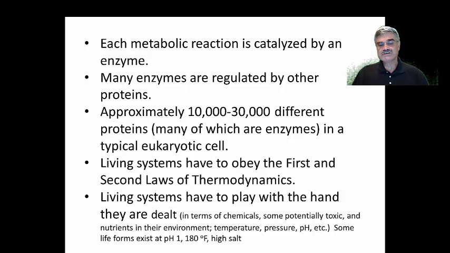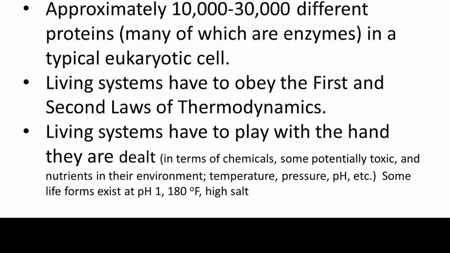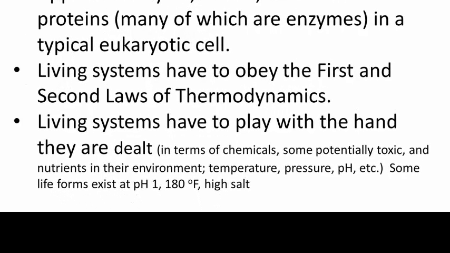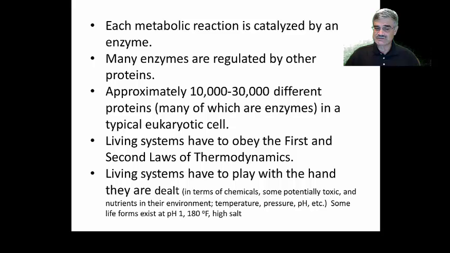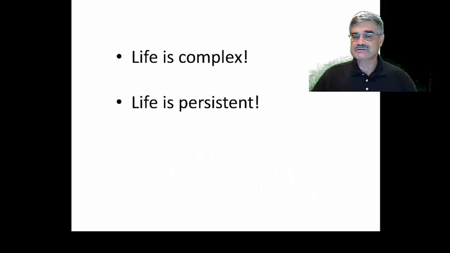Also, living cells have to deal with the hand that they're dealt. Now, what I mean by this is that living cells and multicellular organisms have to deal with their chemical environment, which could potentially include toxic chemicals, or a deficiency of nutrients, or extreme temperatures or pressures or pH. Some life forms can exist under conditions as extreme as pH 1, very acidic, or 180 degrees Fahrenheit, or very high salt concentrations, or very, very high pressures. Life can exist in all of these extreme conditions due to some type of adaptation. That leads to my final slide of this chapter, which says, and I'm sure you will agree now, life is complex, but also life is persistent.